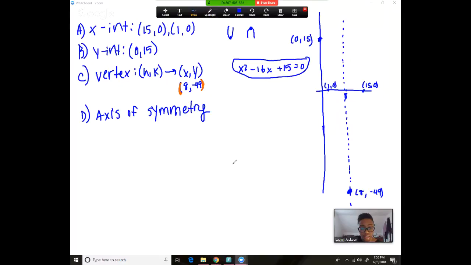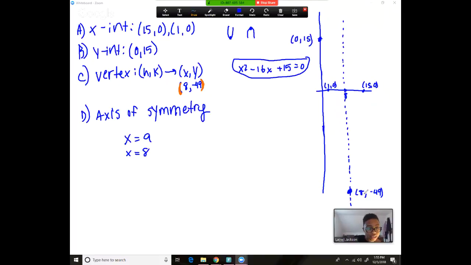The equation of a vertical line is always x equals something. What x is equal to is going to be the number that it passes through on the x-axis. So it passes through 8 on the x-axis. Axis of symmetry is x equals 8. Think about it also, it goes through the vertex, and the x value of our vertex is 8 also.